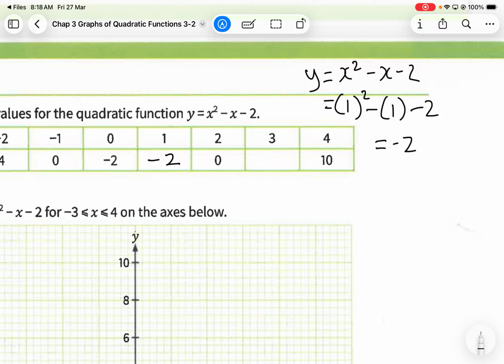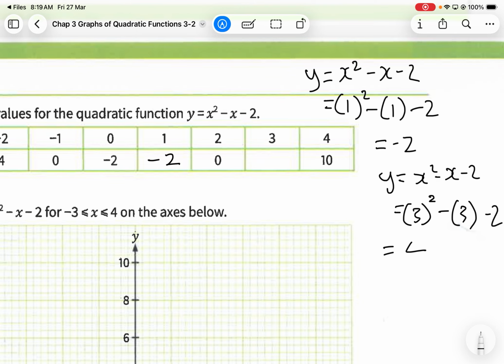Similarly, what is this box? This box is y when x equals 3. So I go back to the same equation. This equation is for the entire table. So I go back to the same equation. This time I substitute x equals 3. Put x equals 3 inside. So to substitute, I put 3 inside a bracket.